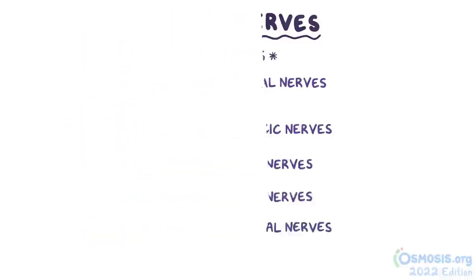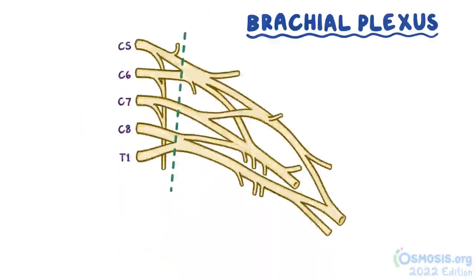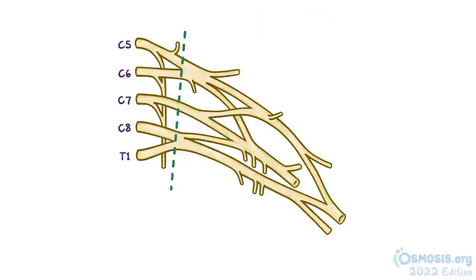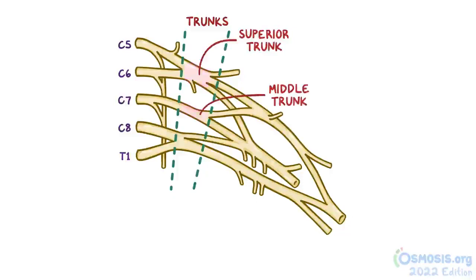Now, some of the cervical and thoracic nerves form the brachial plexus, which is a network of nerves that controls the muscles and sensations in the shoulder, arm, and hand. In terms of anatomy, the brachial plexus is divided into 5 roots, which come from the last 4 cervical nerves, C5, C6, C7, and C8, as well as the first thoracic nerve, or T1. The 5 roots combine to form 3 trunks. C5 and C6 merge to form the superior or upper trunk, C7 remains as the middle trunk, and C8 and T1 merge to form the inferior or lower trunk.